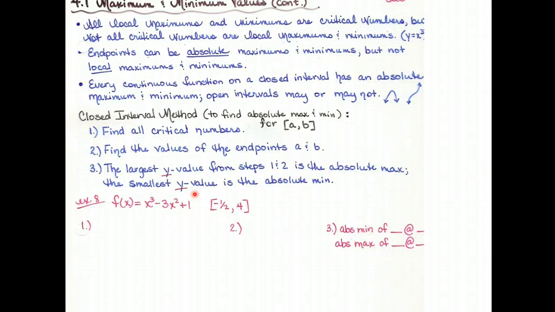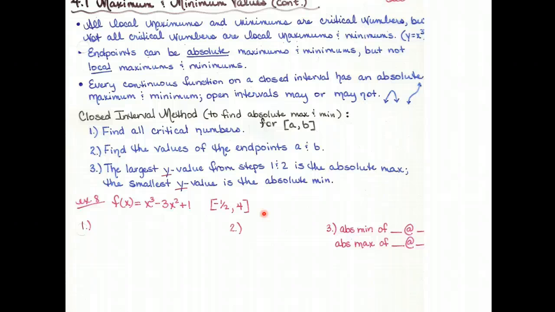It says you've got the function x cubed minus 3x squared plus 1 on the closed interval negative 1/2 to 4. So I know it's continuous because it's a polynomial function, and all polynomials are continuous everywhere, and it's on a closed interval. So I am guaranteed it's going to have an absolute maximum and minimum. All right, so step number 1, let's find the critical numbers.